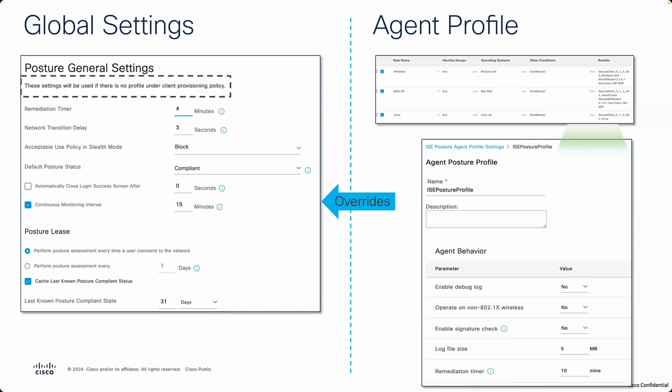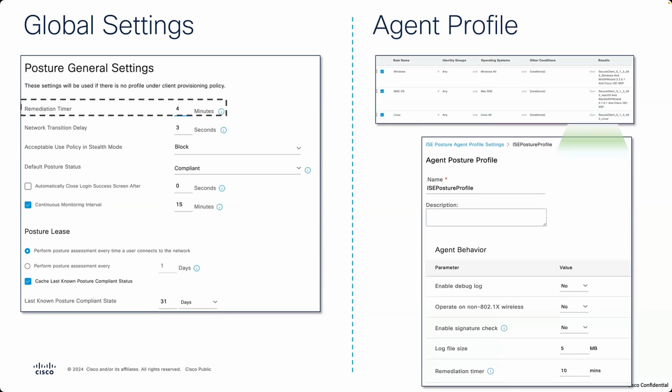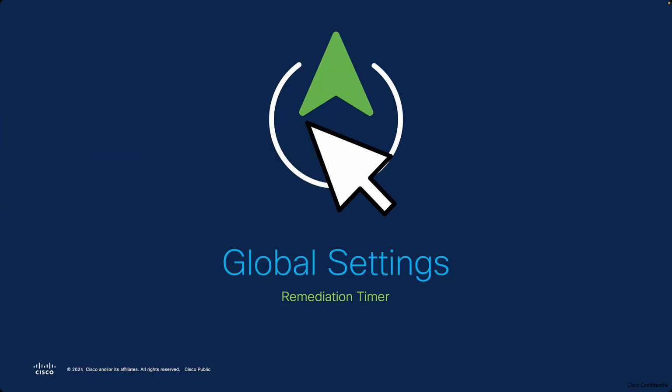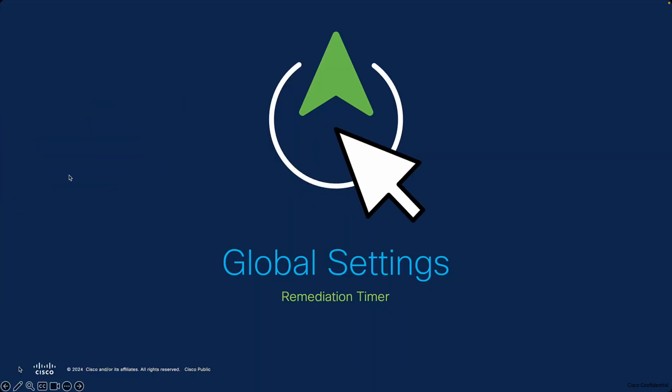So whatever you define under the agent posture profile is going to take precedence. Let's take an example. The remediation timer is by default set to 4 minutes in the ISE global settings. And if you have defined something else in the agent posture profile, that profile's remediation timer is going to take precedence. This is just an example of one of the parameters. So let's take a look at the demonstration.